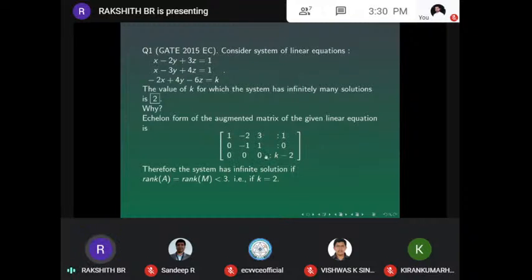So here the rank of A is 2, and observe that if you want a solution to exist, the rank of A must be equal to the rank of M. Therefore the rank of M must also be equal to 2. So if the rank of M must be equal to 2, then the last row must be equal to 0. Therefore k minus 2 must be equal to 0, and hence k must be equal to 2. Since 2 is strictly less than 3, we can conclude that it has infinitely many solutions, and hence the answer is 2.